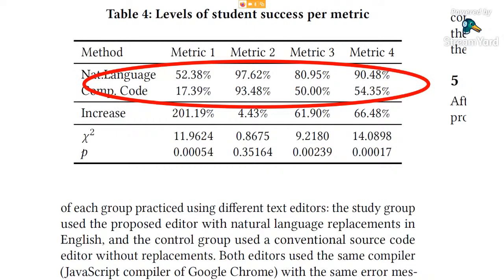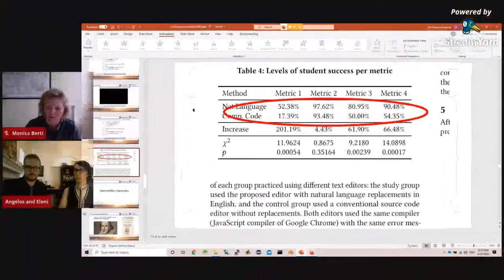In the first metric, as we can see, only 17% of the students who learned programming using the regular computer text editor managed to correctly solve that particular challenge, while this percentage increased significantly, more than doubled, to 52% for the students who learned the same concept but using the proposed tool. And you can see that this evaluation was done across other metrics as well.